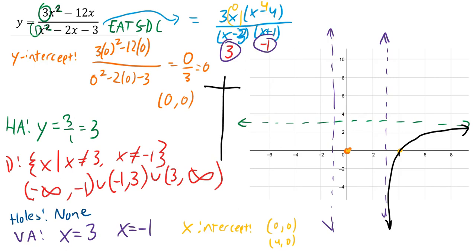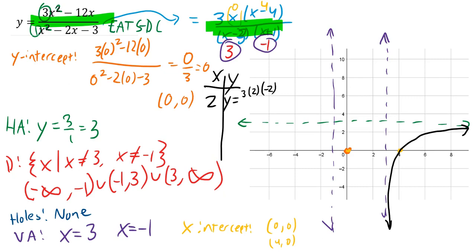I'll plug in some points. If x is 2, then y is, and I can plug into here or here to get it. I'm going to plug into this one. If x is 2, then y is 3 times 2 times (2 minus 4) over 2 minus 3 times 2 plus 1. Looks like it comes out to 4. The point (2, 4) has to be on my graph.